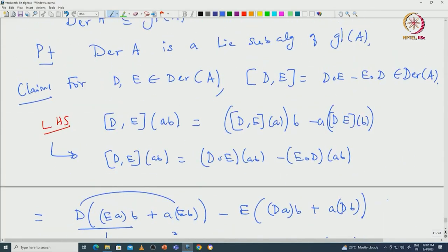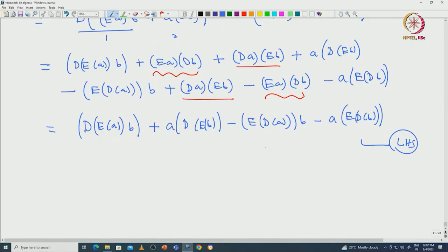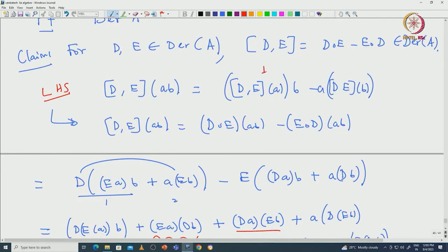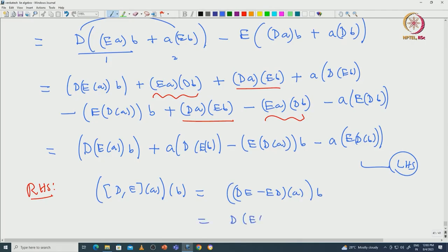So now let's compute what we required on the right side, and then see what happens. So the right hand side. We need to compute the first term, let's call this the first term, this the second term, and then we will add the first term, bracket DE acting on A and then product with B. So this is nothing but DE minus ED acting on A and then B, which is D of EA and then B minus E of DA times B.